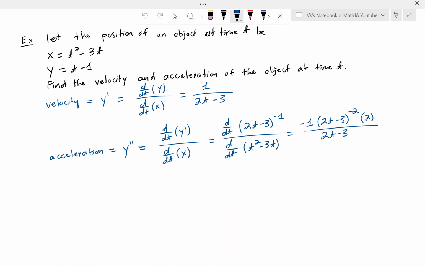And let's simplify this, make it look a little nicer. So we have negative 2 over (2t minus 3) squared, multiplied by the flip of the second fraction, so 1 over 2t minus 3. And that gives us negative 2 over (2t minus 3) to the power 3.